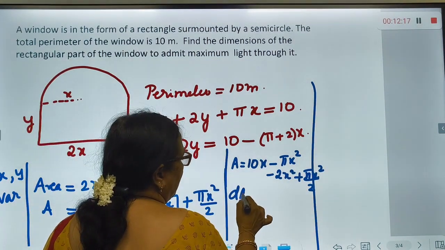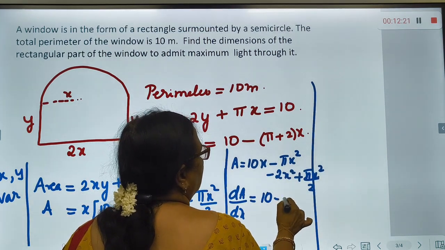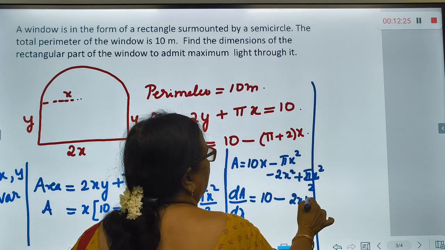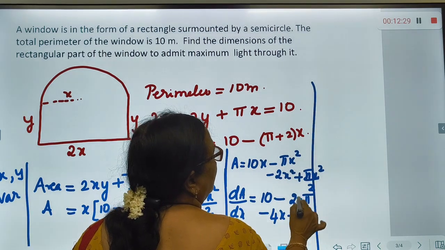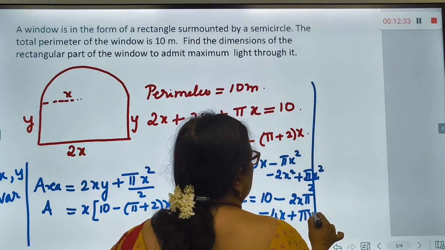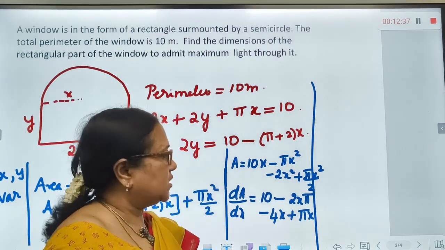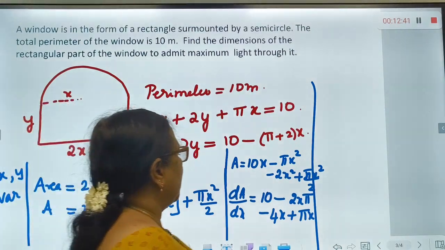So dA by dx will be equal to 10 minus pi into 2x, minus 4x, plus 2 pi x by 2. 2 and 2 will get cancelled, giving me pi x. Pi x square, if I differentiate, I will get pi into 2x. There is a 2 in the denominator. So 2 and 2 will get cancelled, giving you pi x.